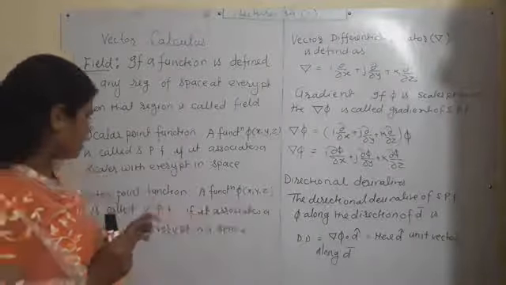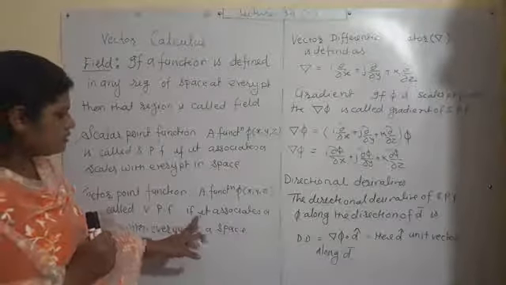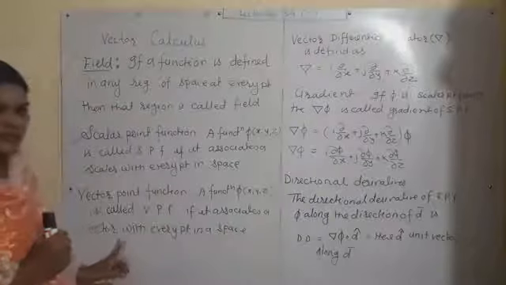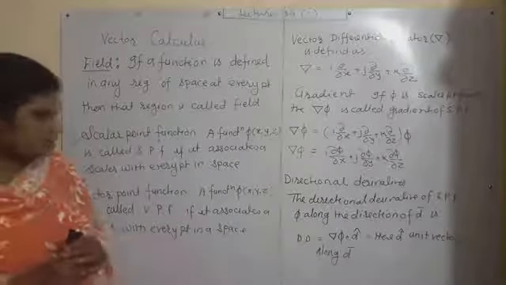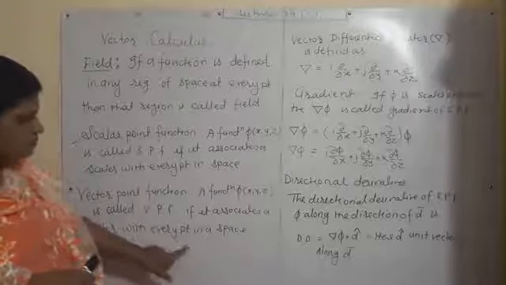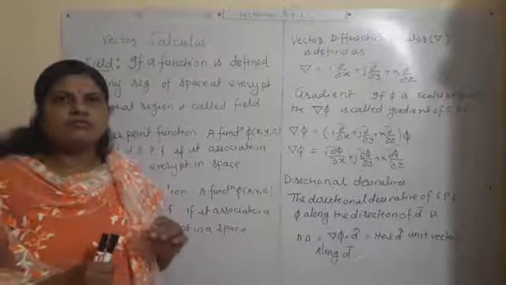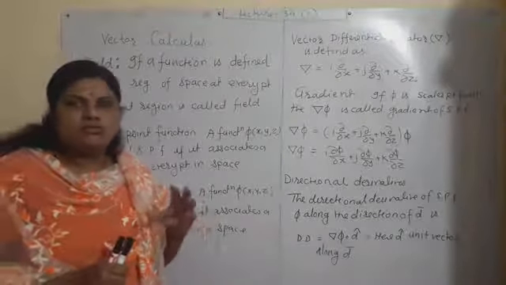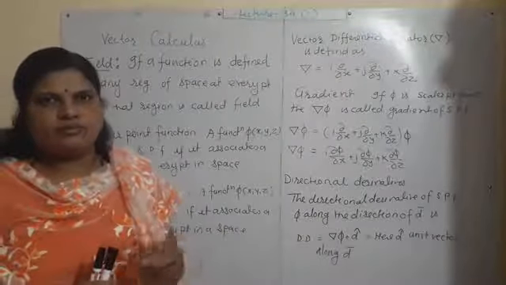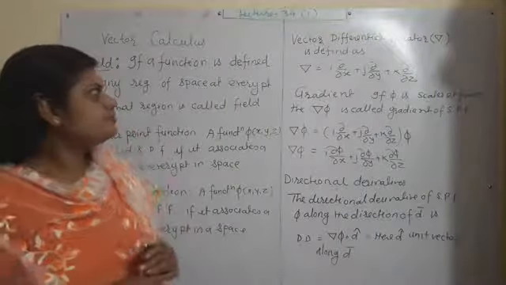A function phi of x, y, z is called a vector point function if it associates a vector with every point in a space. If that particular function associates a vector with every point in a space, then that function is called a vector point function. An example is the velocity of a moving fluid.